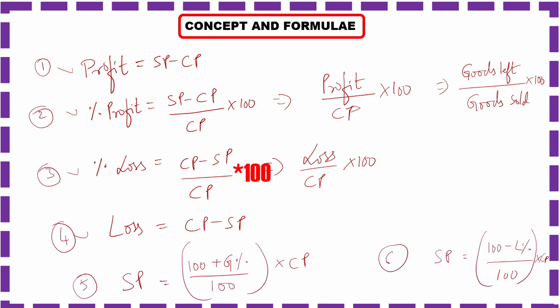So selling price is equal to (100 plus gain percent) by 100 into cost price, whereas selling price is equal to (100 minus loss percent) by 100 into cost price. This is the case with the gain percentage, that is profit percent, and this is the case with the loss percent. So please make a note of these 6 formulae.